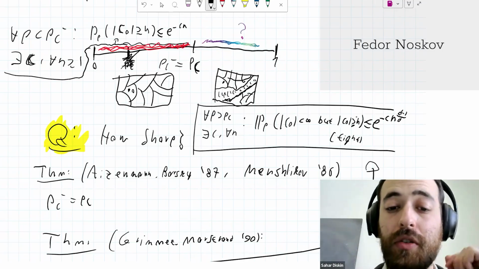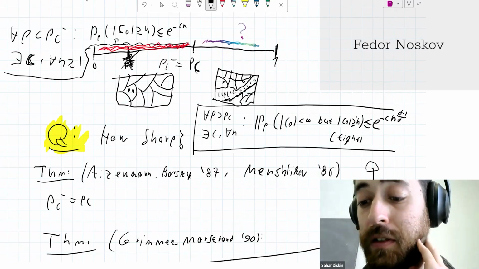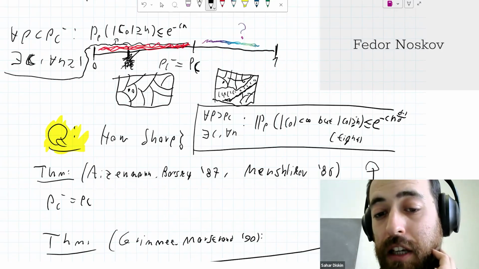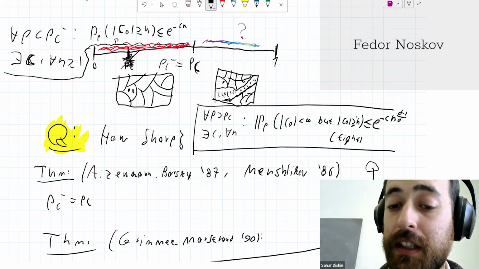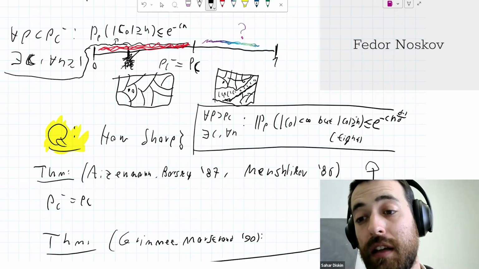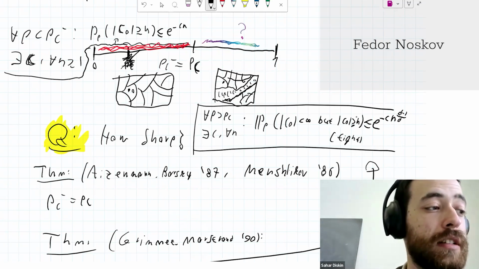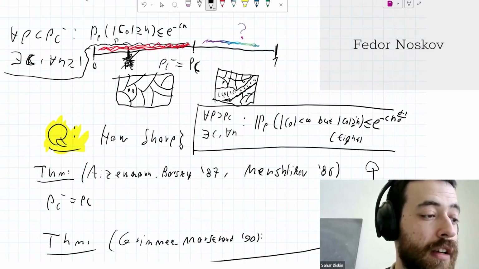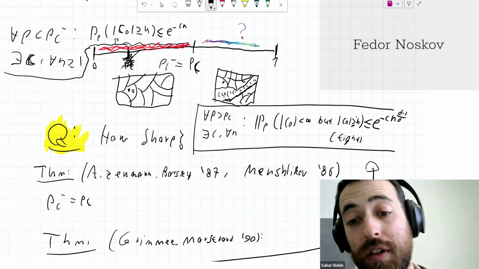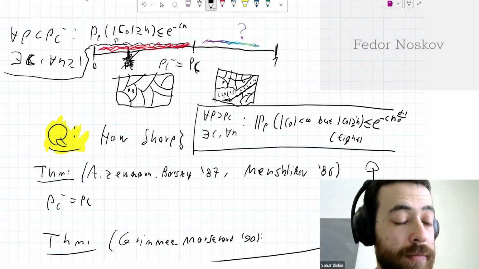Yeah, the moment that you are above PC, because the graph is transitive, every vertex looks the same. So the origin could be in this infinite component, and there is some probability that it is connected to infinity, and therefore it's bounded away from 0. It's also bounded away from 1. Yes, exactly.